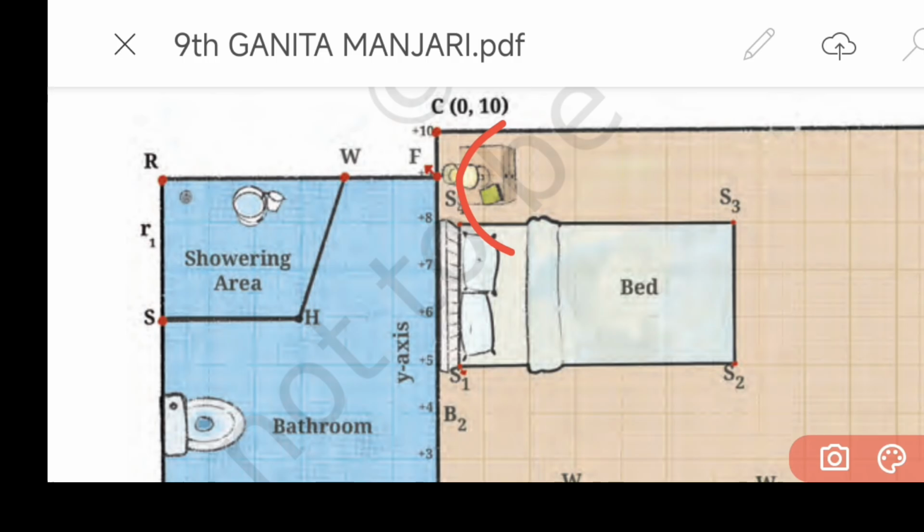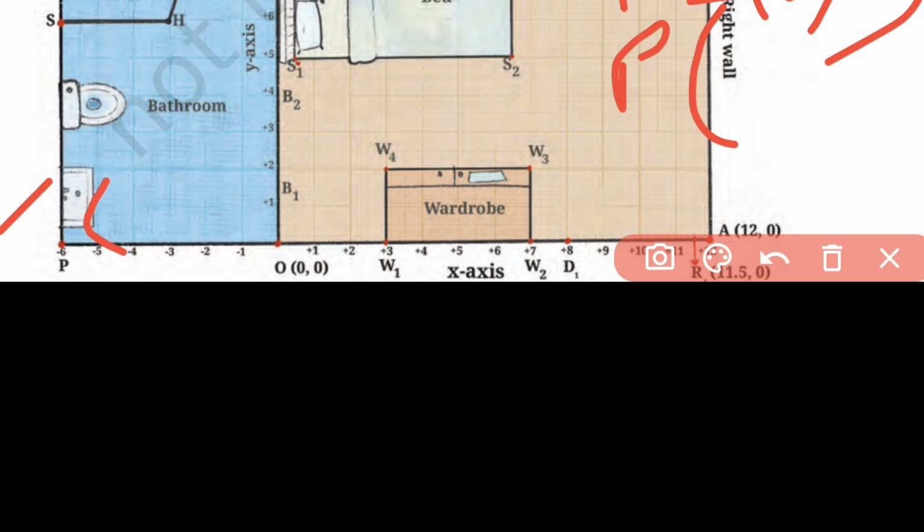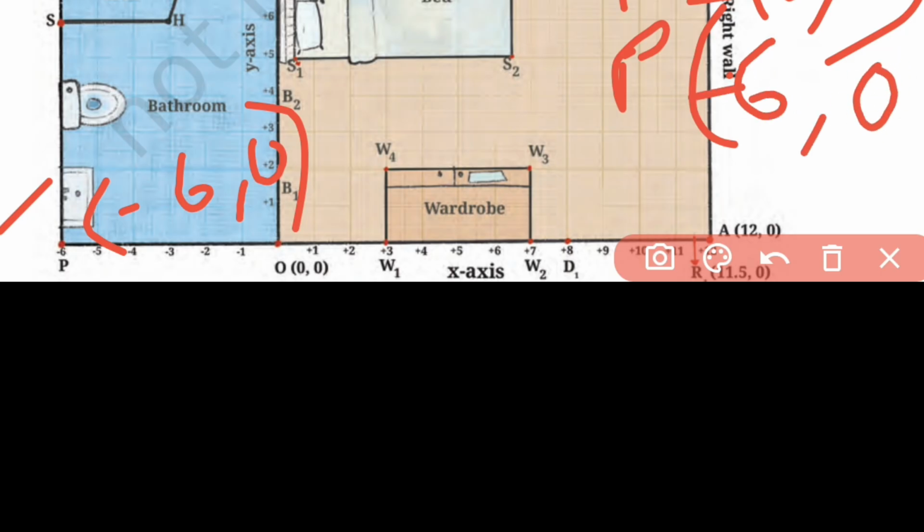The coordinates of F are 0, 9. The coordinates of R are minus 6, 9. Here clearly we can see that minus 6, 0. So coordinates of P are minus 6, 0.